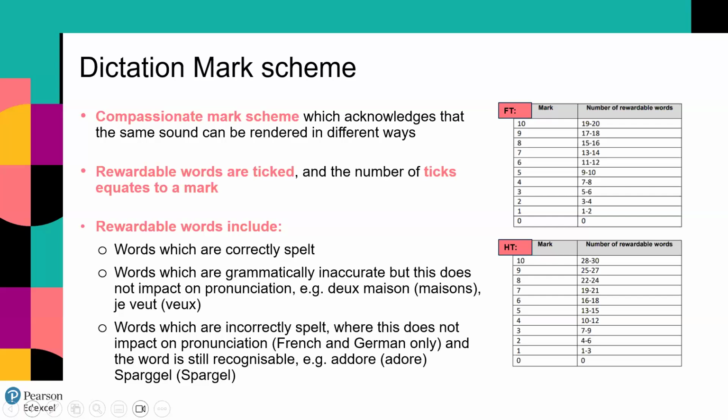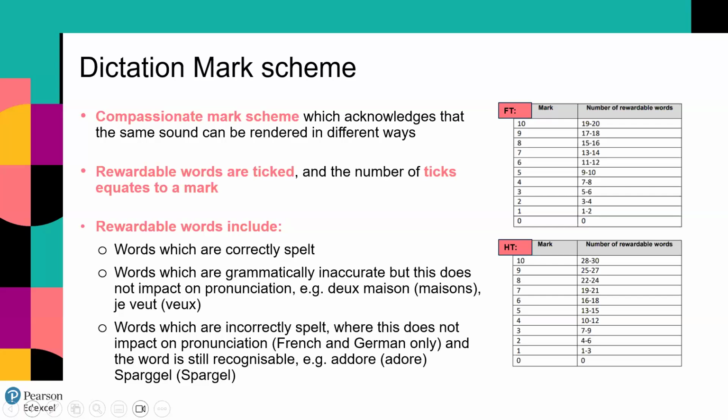As you know, in French a lot of letters are silent. In German, most of the sounds, if you say a particular sound, most of the time there will be one way of spelling that sound. There are exceptions, obviously, but in French, if I say un, there will be different ways I can write un. In Spanish, a sound usually has one particular spelling. So we've tried to be compassionate towards that, and we've tried to take that into account.